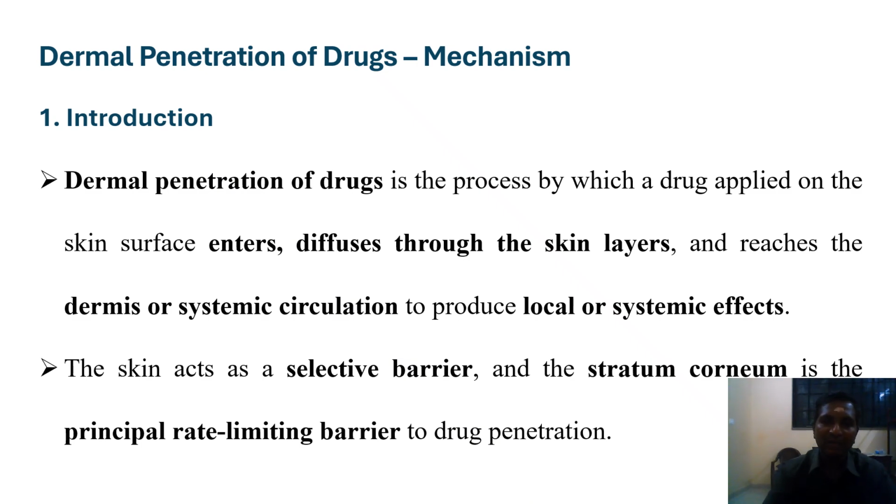Now let us discuss the mechanism of dermal penetration of drug. Dermal penetration refers to the process by which a drug applied on the surface of the skin enters and diffuses through the different layers of the skin. After penetrating the skin layers, the drug may reach the dermis and sometimes even enter the systemic circulation. Depending on the drug and formulation, the effect may be local, such as treatment of skin infections or inflammation, or systemic, where the drug enters the bloodstream and produces effect throughout the body.